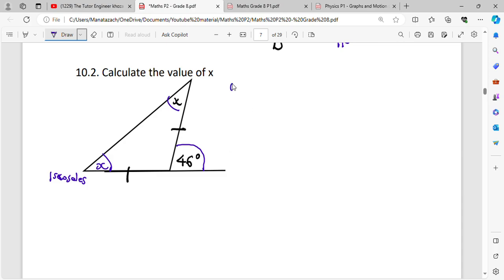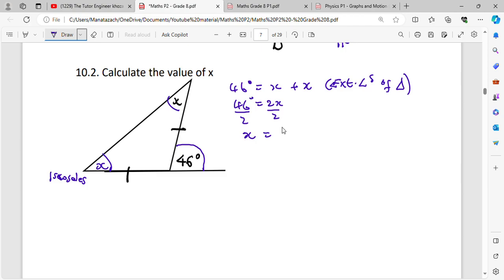That means 46 is equal to x plus x, an exterior angle. And you'll say an exterior angle is equal to the sum of the two opposite angles of the triangle. So 46 is 2x, divided by 2 on both sides. You'll find that x is equal to 23 degrees.